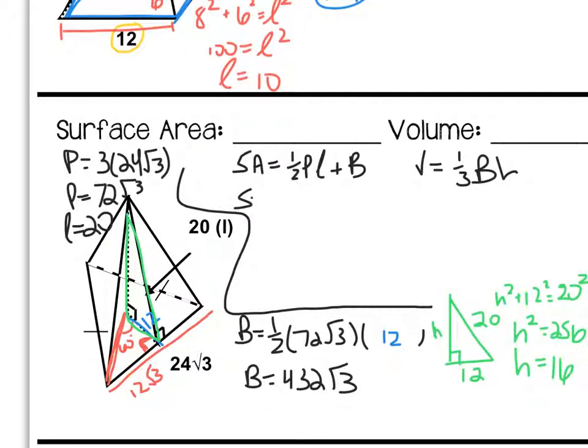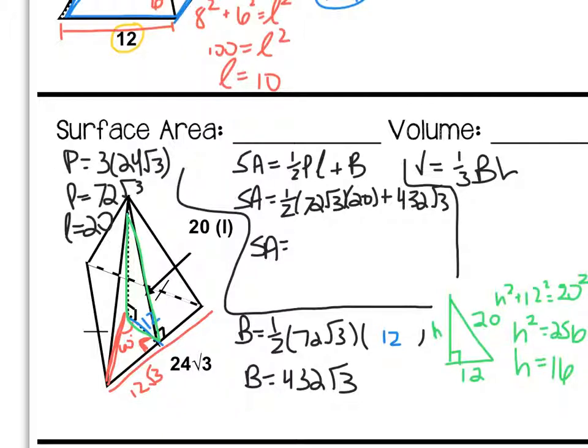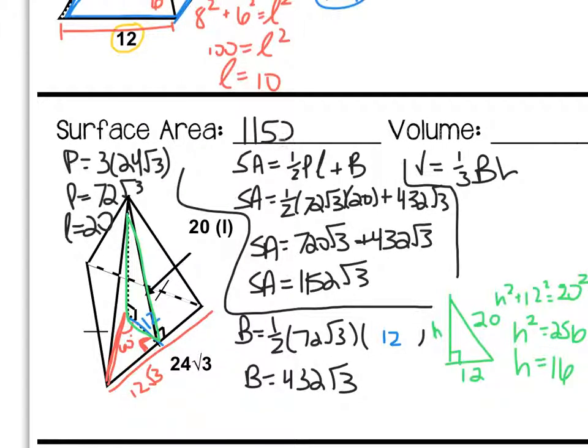Surface area is 1/2 perimeter of 72 square root 3, times slant height of 20, plus area of the base, 432 root 3. And we have a whole bunch of stuff to simplify. And we get 720 square root 3 plus 432 square root 3. So my overall surface area is 1,152 root 3. Whew, that's pretty big.